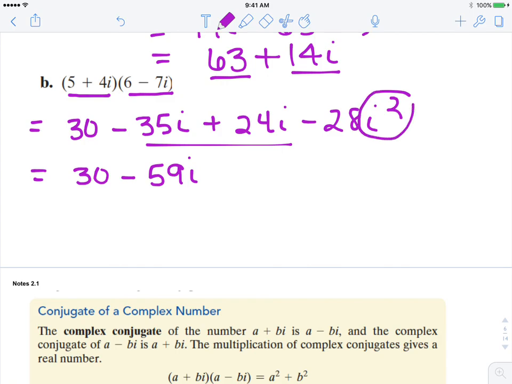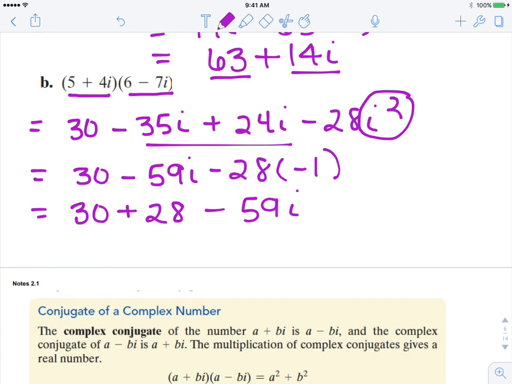Here is that i squared. It's going to change to negative 1. So we're going to get 30, changing that negative 28 to a positive 28, and then minus 59i. Combine our real pieces together. 58 minus 59i.